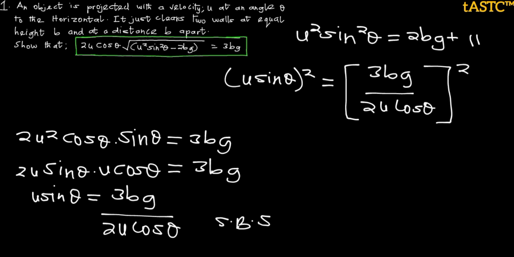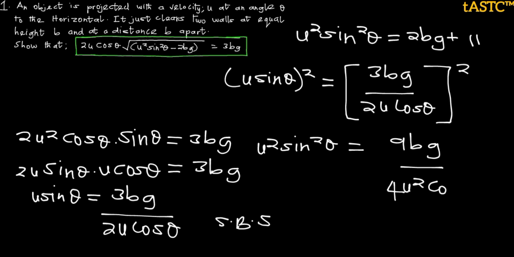So this is also going to be squared. Now this stuff is going to give us u squared sine squared theta. And on this side, we're going to have a 9bg, that will be divided by 4u squared cos squared theta. So that is what we're going to have.